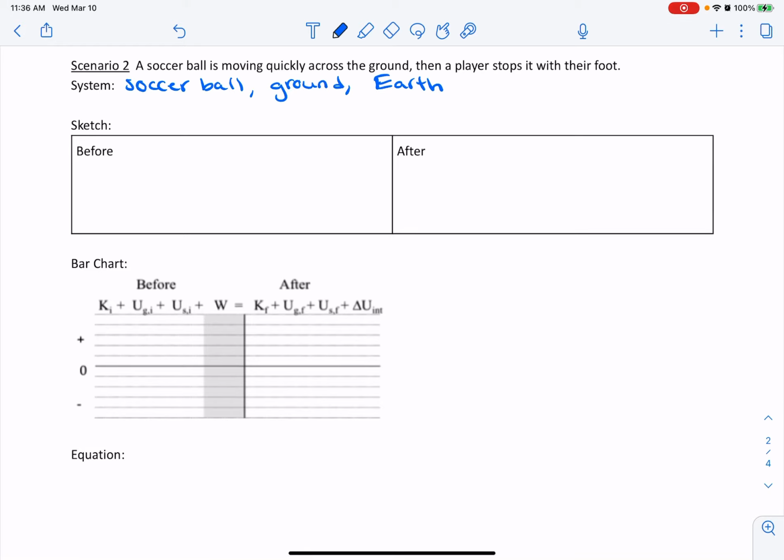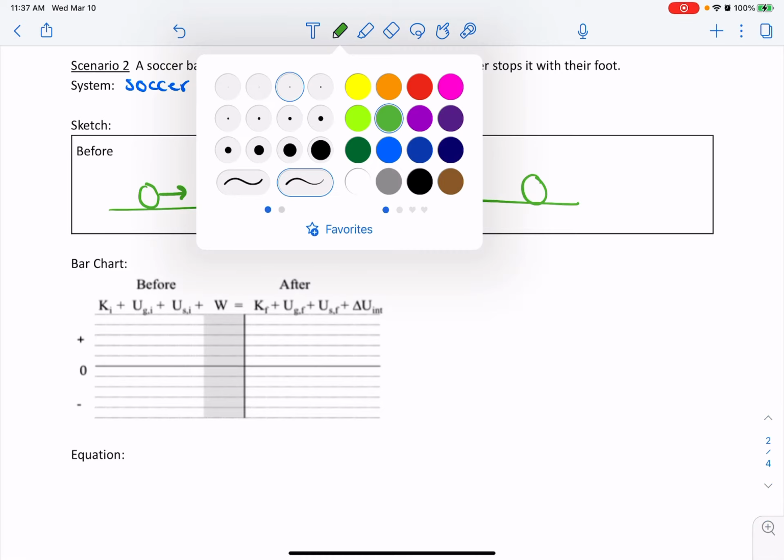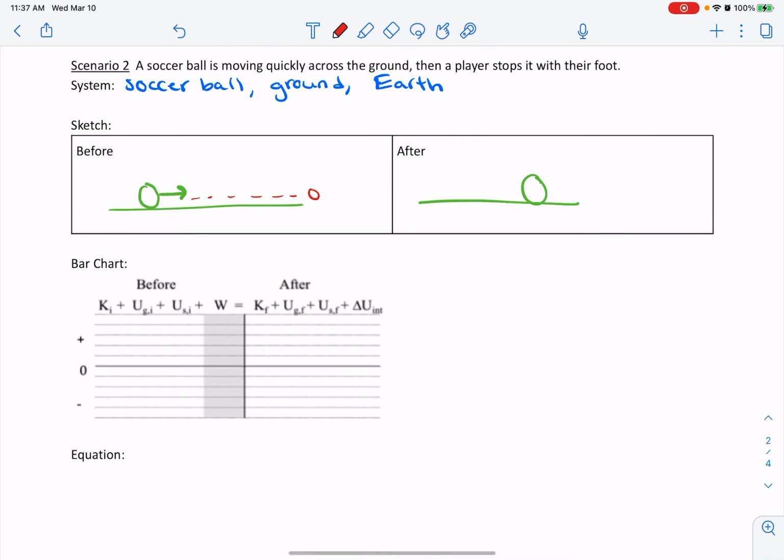So now let's sketch our situation. Before, our soccer ball is moving quickly across the ground, and then after, the soccer ball is not moving. Notice this doesn't say anything about hills or it moving up or down, so I just kept it at that same level. Since it's always at that same level, let's just make that our 0 reference point. Okay. Now we're going to look at our types of energy. So initially, the ball is moving quickly across the ground. If it's moving quickly, then we must have kinetic. So I'm going to draw a bar for kinetic.